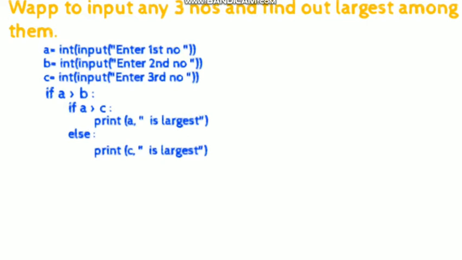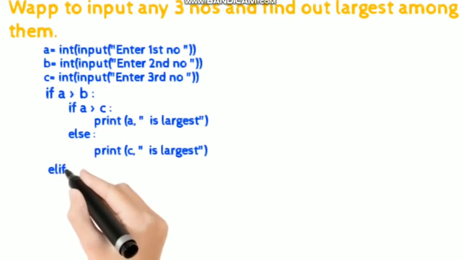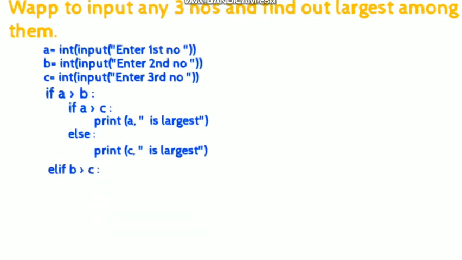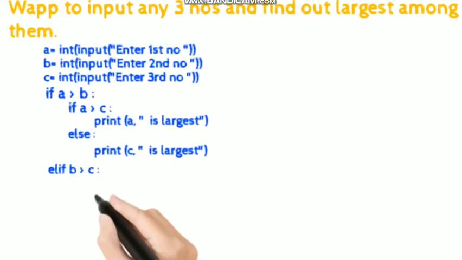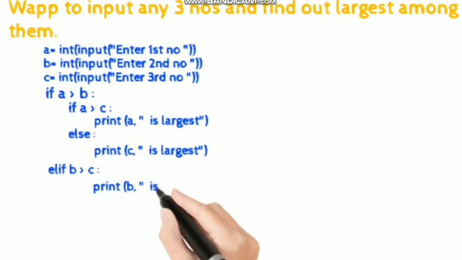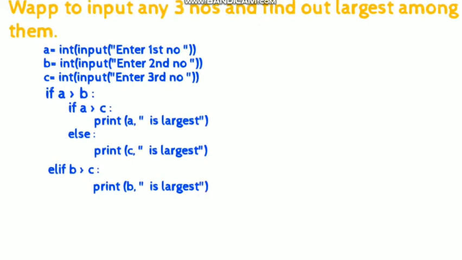Now we have to return to the outer condition, that is the first if statement. There will be an elif for this, because there are some more conditions. So elif b greater than c. Why b greater than c? Because in the first if condition we compared a with b. If a is not winning, b is winning, then b will be compared with c. That is why we wrote elif b greater than c. If it is true, then b will be declared as largest. Otherwise, else c will be declared as largest.